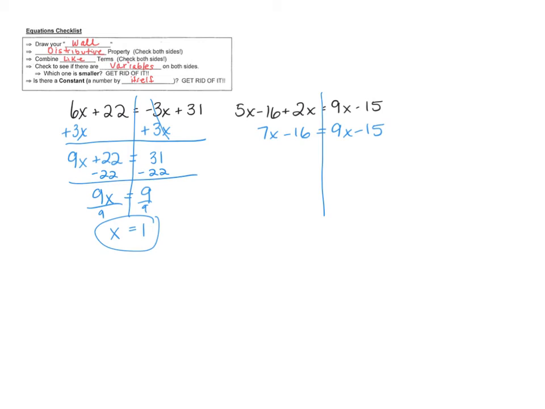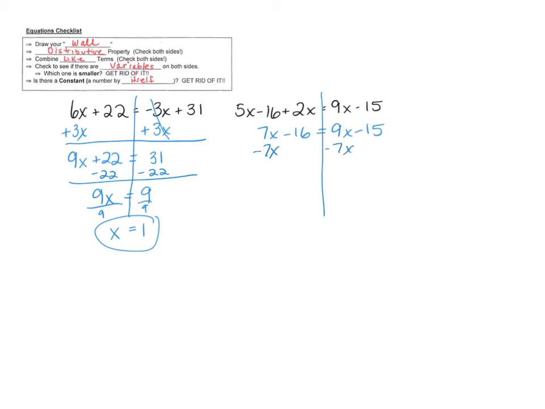And yes, I do. I have a 7x on the left and I have a 9x on the right. So I'm going to try to gather those x's on one side or the other. The most efficient way is to get rid of the smaller of the two, and that would be the 7x. So how do I get rid of 7x? How do I do the inverse of positive 7x? I subtract 7x. And whatever I do to one side, I absolutely have to do to the other.